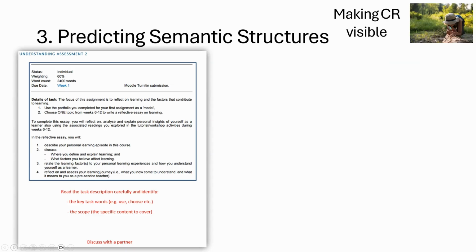So a student again might go through and just think, oh yeah, I'll just talk about how I define it, etc. as well. So the way that I did that was I did a deconstruction of the prompt, and I went through and said, okay, let's look at the task description. We'll identify the key task words. So describe, discuss, relate, reflect, and assess. And then also the scope or the object of the verb as well.